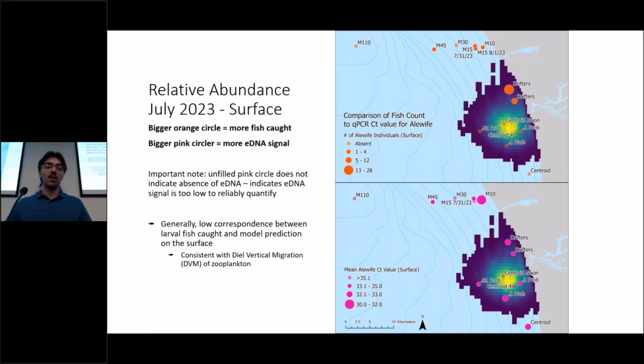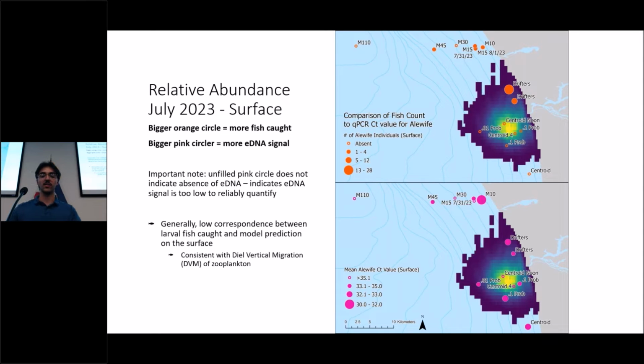So getting into our initial results, I spent the first half of the summer extracting and processing DNA from samples collected by one of last year's fellows. It is important to note that for both July 2023 and July 2024, no yellow perch were caught and there was no eDNA signal from yellow perch. So all the data presented from here on out represents just alewife.